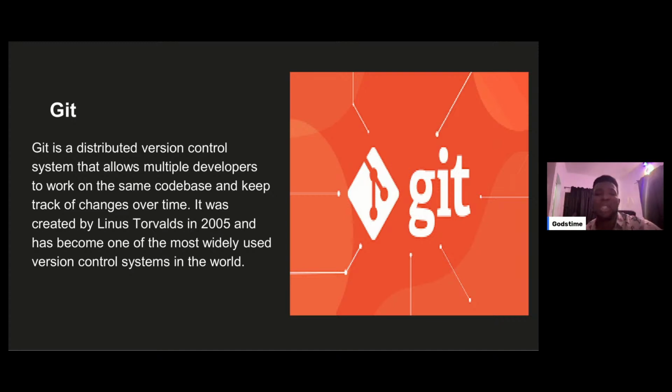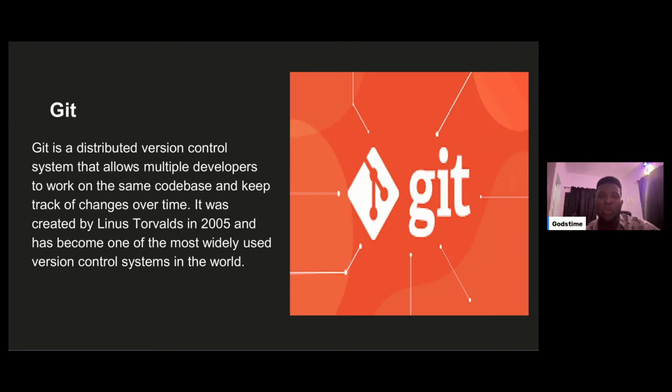Yeah, so one of the most popular types of version control is Git. Git is a distributed version control system that allows multiple developers to work on the same code base and keep track of changes over time. It was created by Torvalds in 2005 and has become one of the most widely used version control systems in the world. Today, if anybody mentions version control, the first thing that comes to your head is Git, whether you're a senior, mid-level, or a junior engineer.